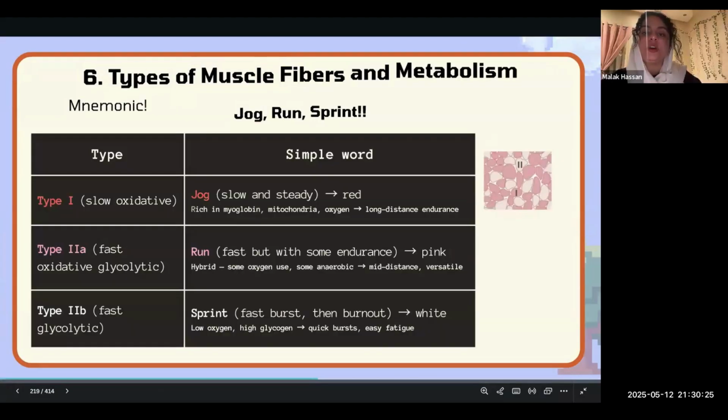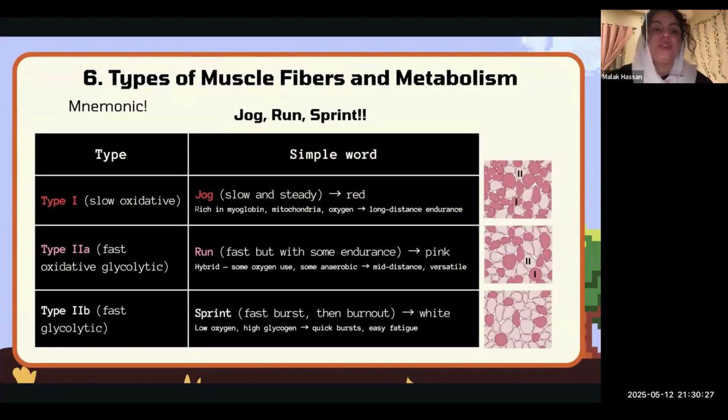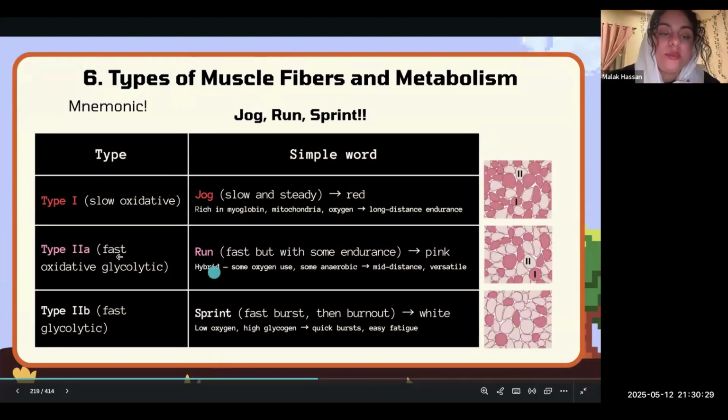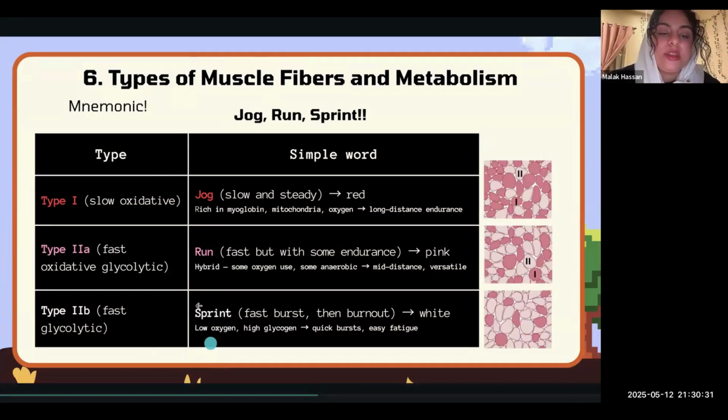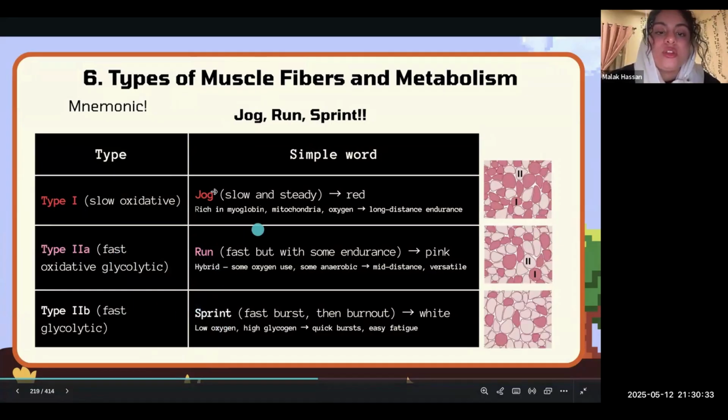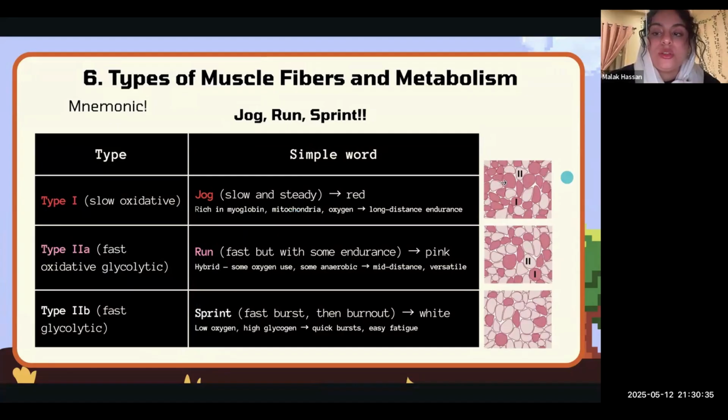This is the mnemonic: jog, run, sprint. Okay, so jog, type 1, run, type 2A, and sprint, type 2B. Jogging is slow and steady, so it looks like this. It has lots of myoglobin, lots of mitochondria, lots of oxygen, so it's good for long distance endurance. So it's good for over the long period.